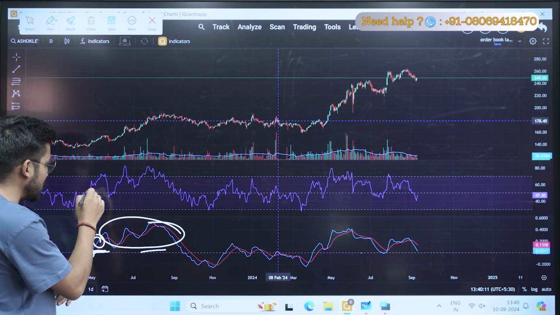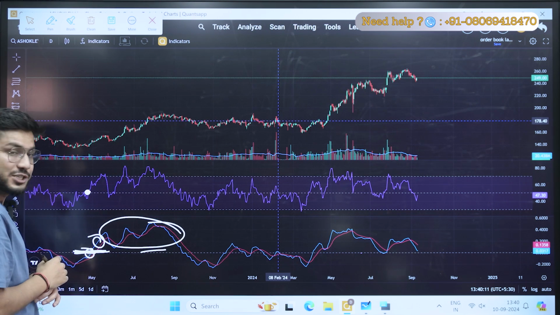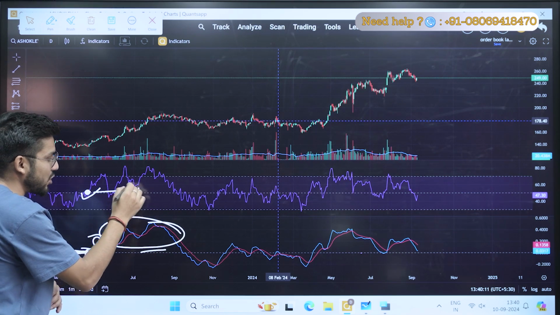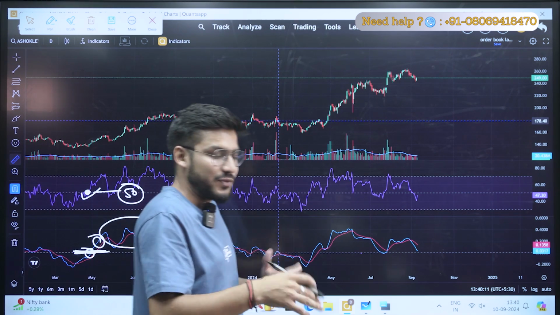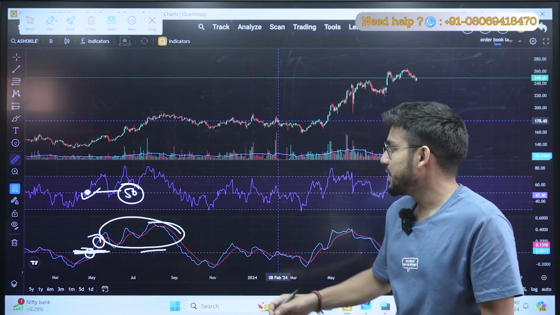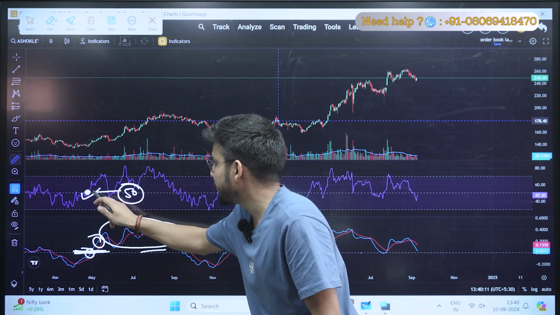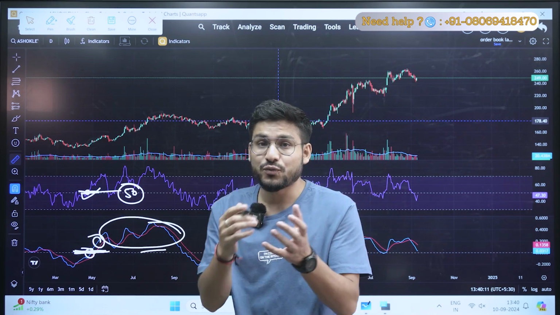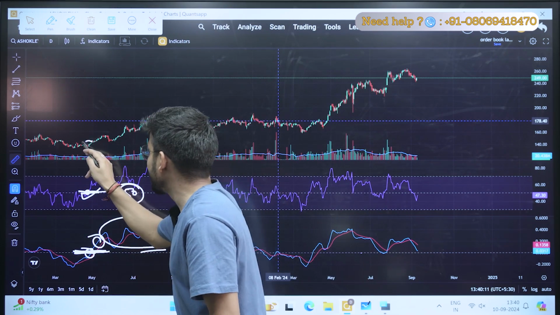In RSI, I can also see it gave me an indication that my market is above the 50 level. So its strength is also good if I relate the strength of this particular stock with the Nifty. I can see it is crossing 50 at this point of time. Now the only thing I have to do is find a good candle. So this is the good candle I can find here.